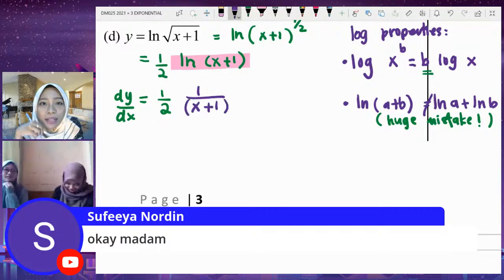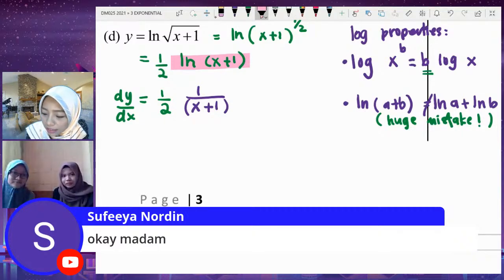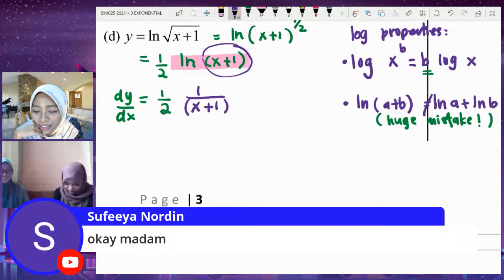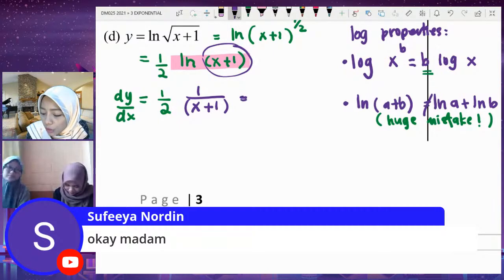Jangan lupa bracket. Okay. Is there any differentiation of the function that I have to differentiate? The differentiation of the function ini dapat apa? Jadi 1. Yes, jadi 1. So we do nothing about it. But if your function is for example x square, you have to multiply with 2x lah. So in this case, your answer will be 1/2(x+1). That's it.